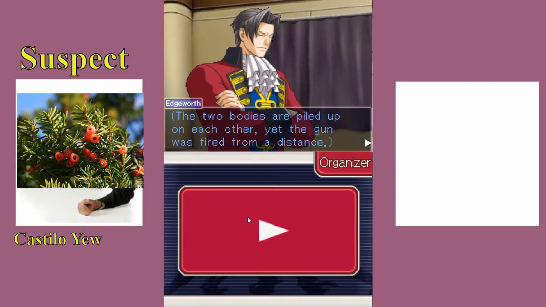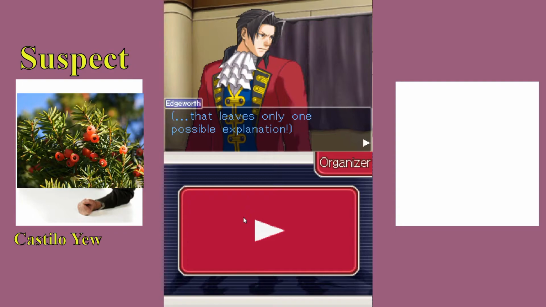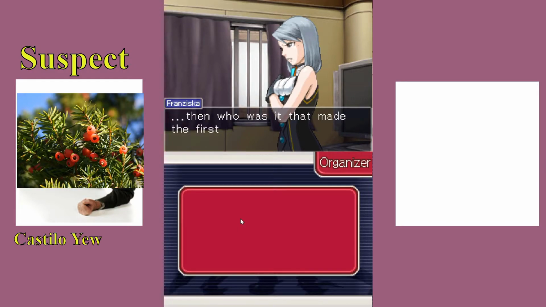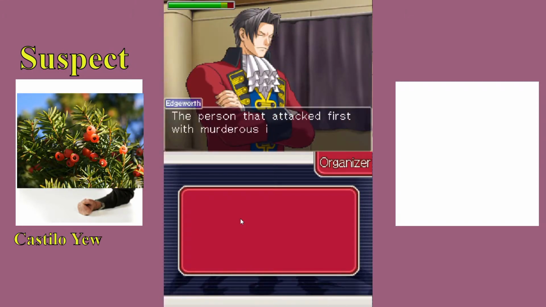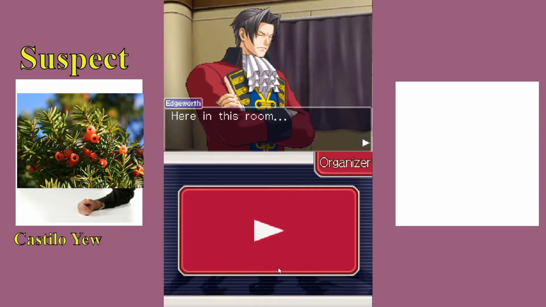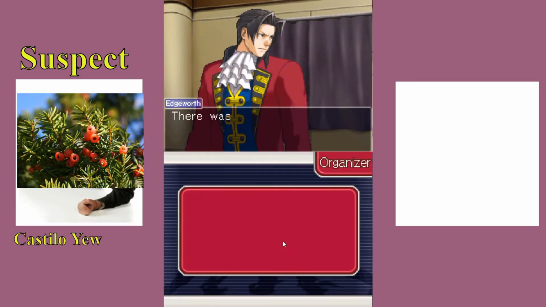The two bodies are piled up on each other, yet the gun was fired from a distance. And with there being no chance that Mr. Rell moved that far after being shot, that leaves only one possible explanation. What a completely foolish line of thought from a thoroughly foolish fool! If I'm not right, then who was it that made the first move with the intent to kill, huh? Who? Neither man. Here in this room, contradictions appear no matter which man we claim attacked first. Thus, there can be only one explanation. There was a third person here.